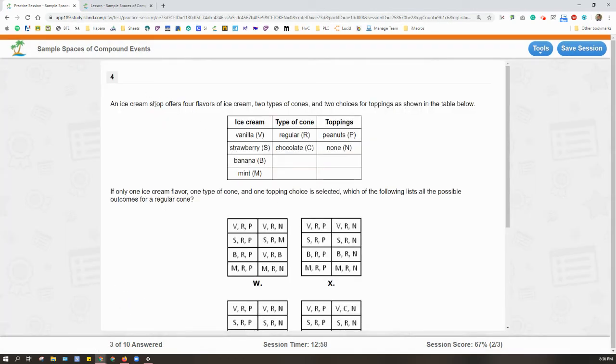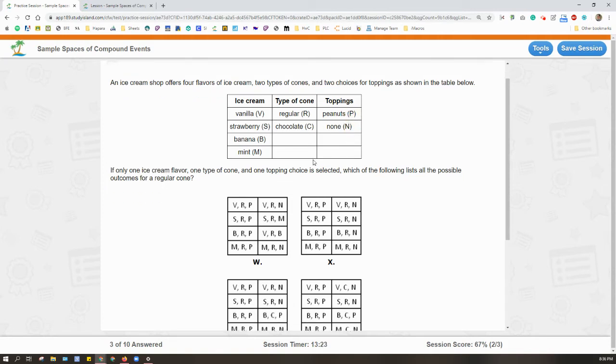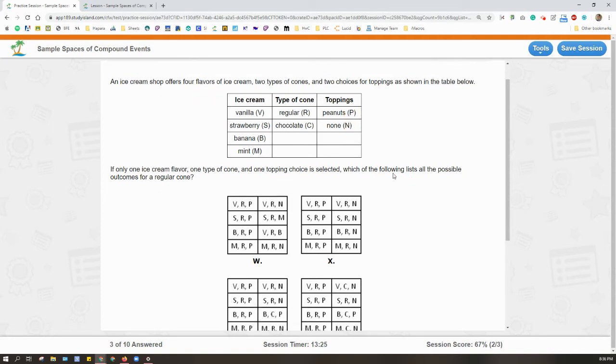Number 4, an ice cream shop offers 4 flavors of ice cream, 2 types of cones, and 2 choices for toppings as shown in the table below. If only one ice cream flavor, one type of cone, and one topping choice is selected, which of the following lists all the possible outcomes for a regular cone? So you got a regular cone, and it could have one of these 4 ice creams and one of these 2 toppings, and the 2 toppings being peanuts or none. So which of these has all possible outcomes for a regular cone?